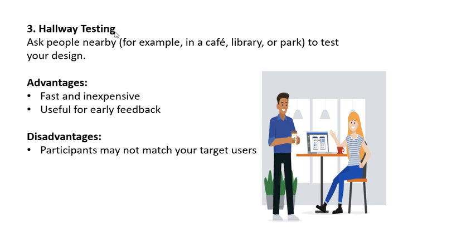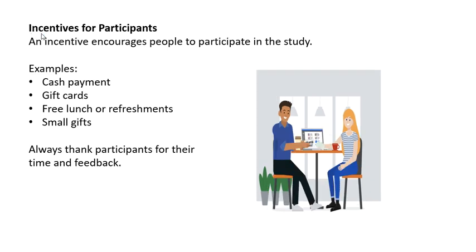Third is hallway testing, where you ask people nearby, for example in cafes, libraries, and parks, to test your design. The advantage is that it is fast and inexpensive, and useful for real feedback. The disadvantage is that the participants may not match your targeted users. And then incentives for the participants, which encourage people to participate in studies.